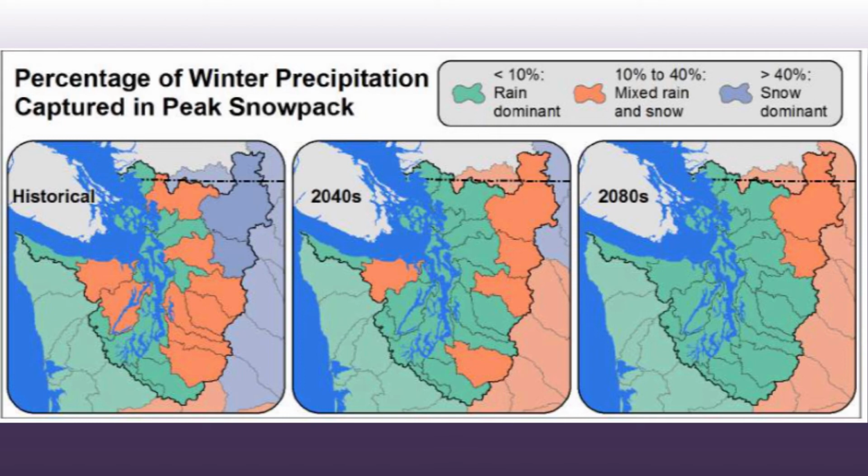So what we see is as we go forward to 2040, 2080, that there's a real transition in terms of where the snow dominant and mixed rain and snow dominant areas are. And by 2080, these projections are suggesting that we will have a much more limited area, if any, that still has that snow dominant component to it. So this raises serious questions for us about how we are going to manage our water supply going forward throughout the century.